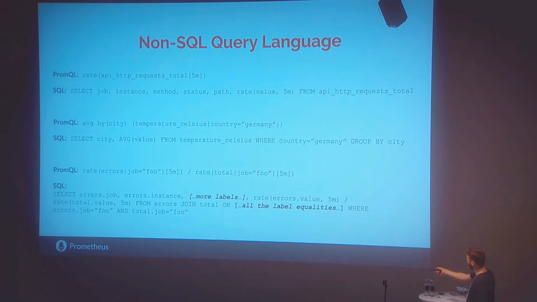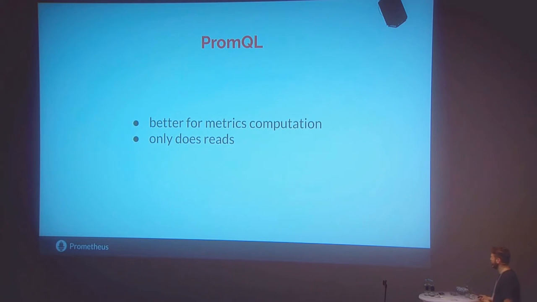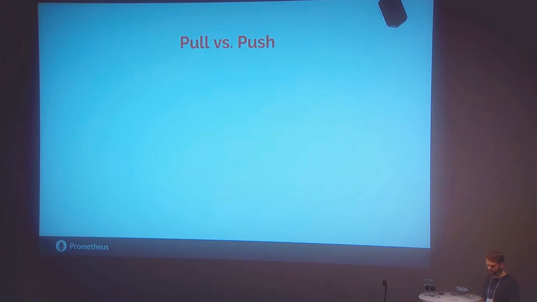Again, you're selecting all the labels. You're dividing here. Then you have to explicitly join. I omitted a bunch of stuff because it would have gotten too long. So basically, we end up with a pretty unwieldy query. So the conclusion for us was at least, PromQL, we think it's better for the kind of metrics computation that we typically want to do in Prometheus. And also, PromQL from the beginning was designed to only do reads, only selects, basically. So why always say select, select, select if you're only reading anyways? And writing happens through a different out-of-band path.